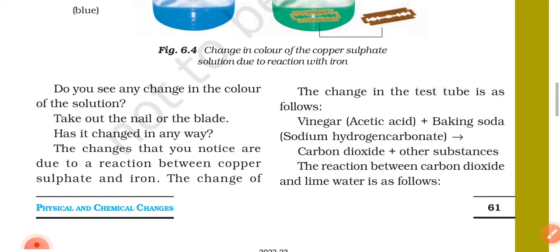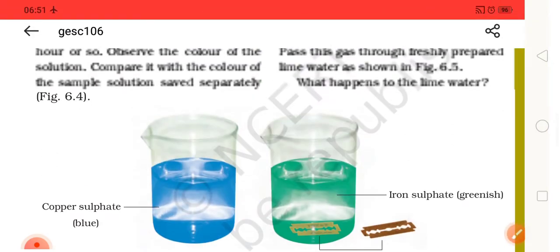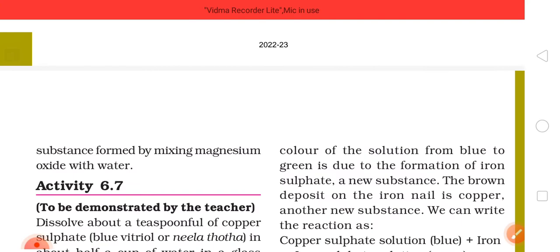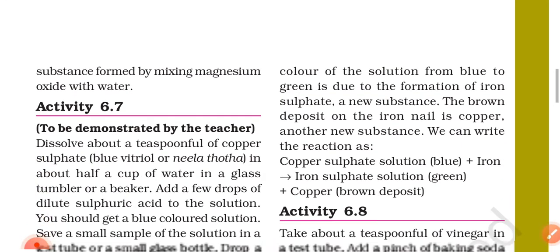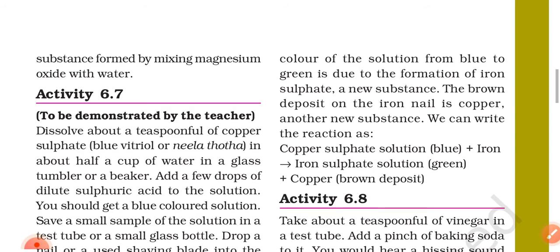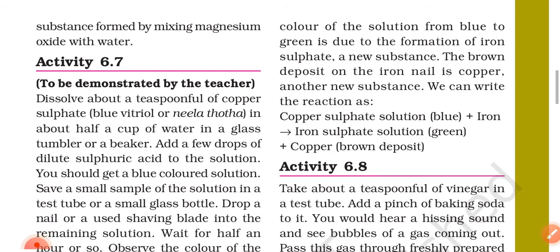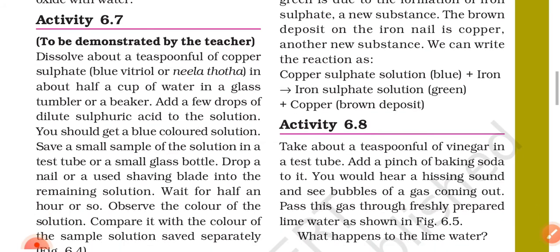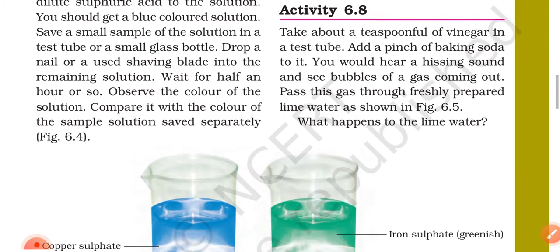Take out the nail or blade. Has it changed in any way? The changes that you notice are due to reaction between copper sulfate and iron. The change of color of the solution from blue to green is due to the formation of iron sulfate, a new substance. The brown deposit on the iron nail is copper, another new substance. We can write the reaction as: copper sulfate solution (blue) plus iron becomes iron sulfate solution (green) plus copper (brown deposit).